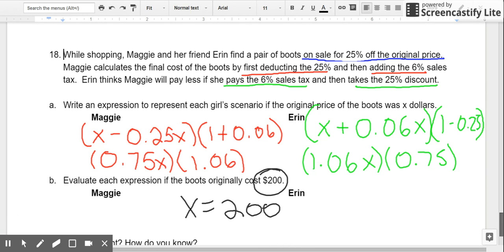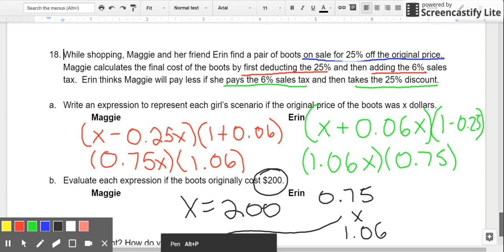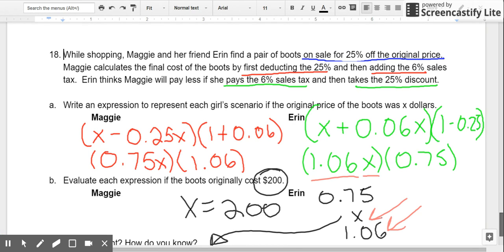What I'm more concerned with right now is part C, which I know is cut off on my screen. Part C says, who was right and how do you know? Well, it turns out Erin and Maggie are both right. Take a look at our two expressions here. Maggie's expression has 3 terms that we're multiplying, 0.75, X, and 1.06. Erin's expression, on the other hand, has 3 terms that we're multiplying, 1.06, X, and 0.75.